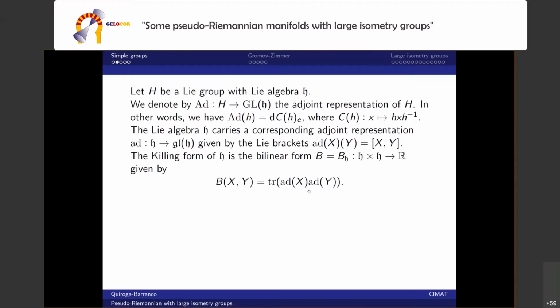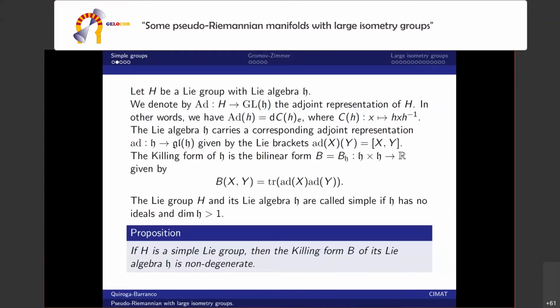The Lie algebra is simple if it has no ideals and the dimension is bigger than 1. Nothing normal within the Lie algebra or the Lie group; that's the only restriction here. For pseudo-Riemannian geometry, if H is a simple Lie group, the Killing form of its Lie algebra is non-degenerate. So you have a symmetric bilinear non-degenerate form.